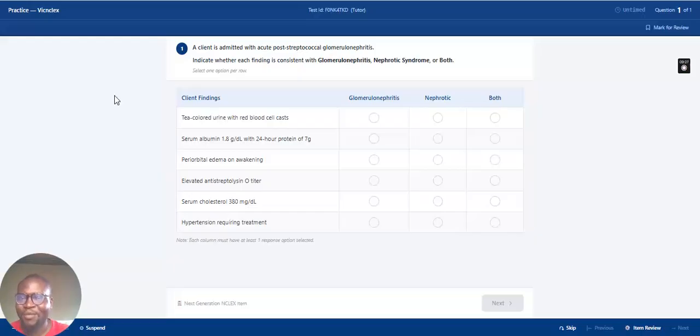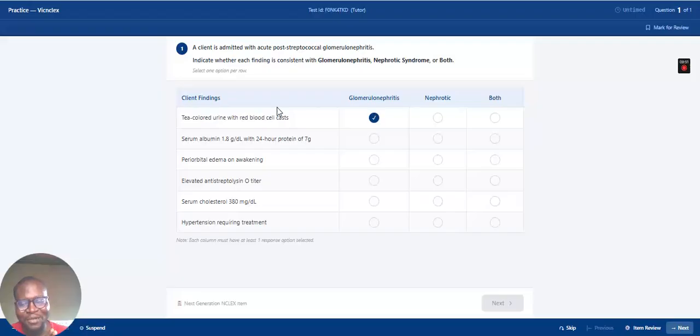All right, so walk with me through this question. So now I want to see the one that is peculiar to glomerulonephritis, or the one that is peculiar to nephrotic syndrome, or the one that we see in both, right? So tea-colored urine with red blood cells, we are going to see this in glomerulonephritis. Now, because they are losing a lot of blood, remember they are at risk for hypertension. But in nephrotic syndrome, we're not losing blood.